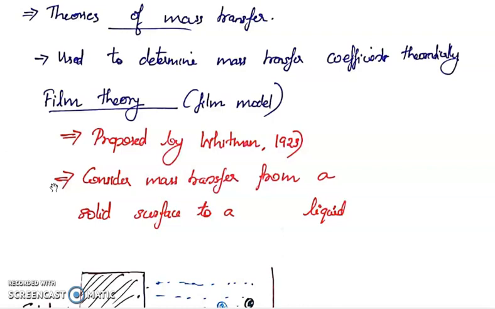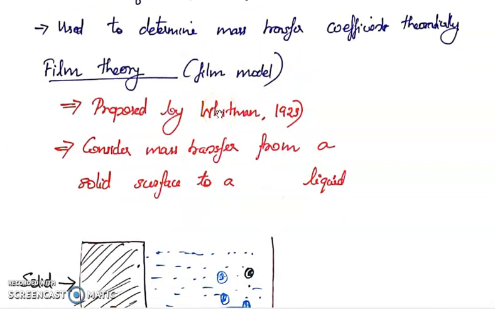This is completely a theoretical approach. We are modeling a system based on a few assumptions and we are trying to develop an expression for mass transfer. So I'll discuss such an approach here. The first theory is known as film theory, proposed by Whitman in 1923. So it's also known as film model. Let us discuss what is this model and how can we use this model to find the mass transfer coefficient.